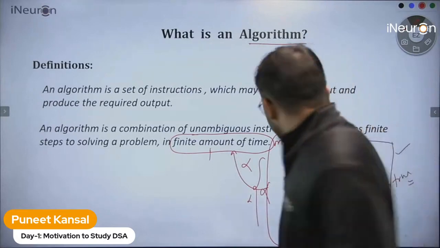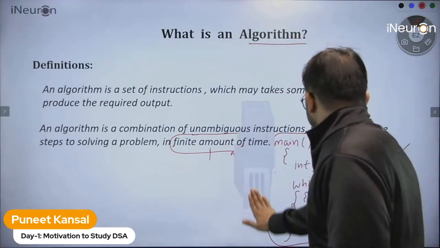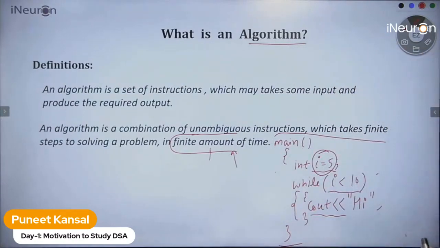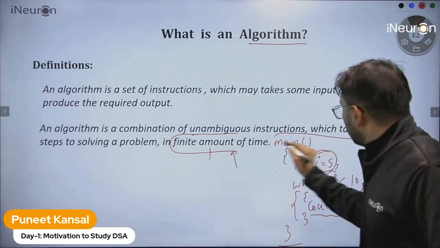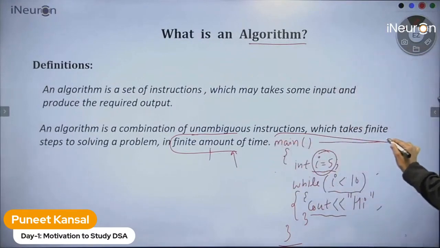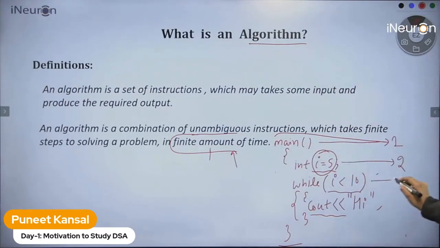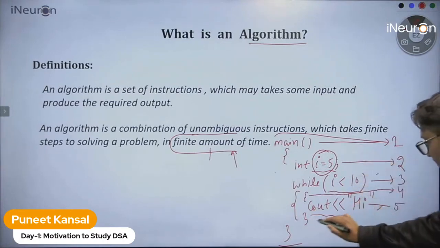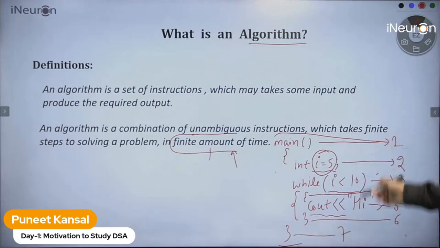Another question. Let me erase this and write over here. This is my statement number 1, this is statement number 2, this is statement number 3. There is one opening curly bracket, 4. This is the 5th statement in my code, this is the 6th statement, and this is the 7th statement. So we have 7 lines of code here.